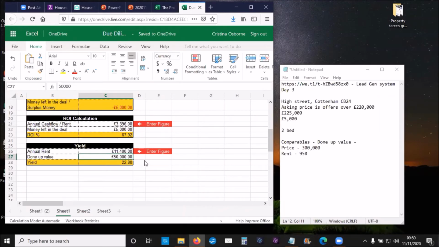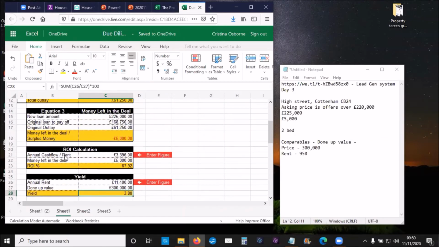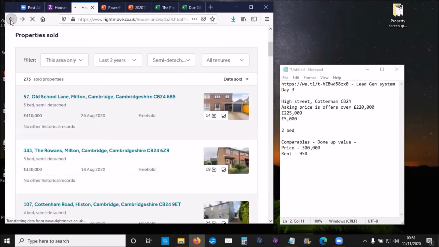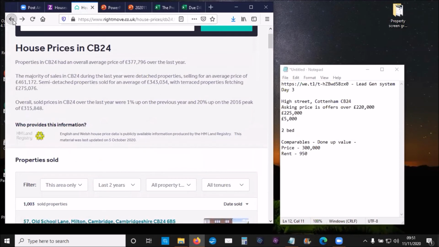Done-up valuation is at, what did we say? 300,000. We've got a very low yield here, guys. 3.80 yield. In terms of return on investment, and this might give you a completely different picture, let's see if Zoopla does a mortgage calculation for us.